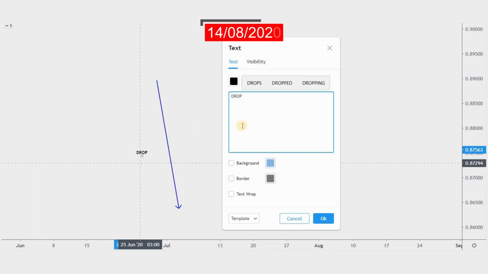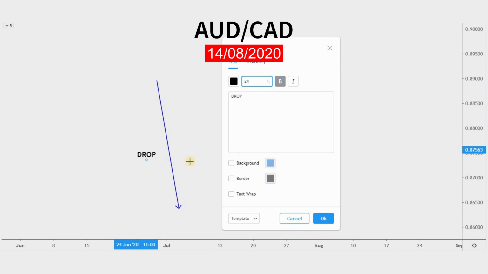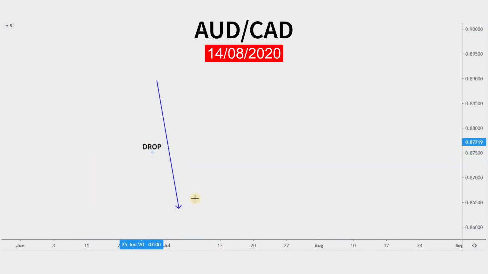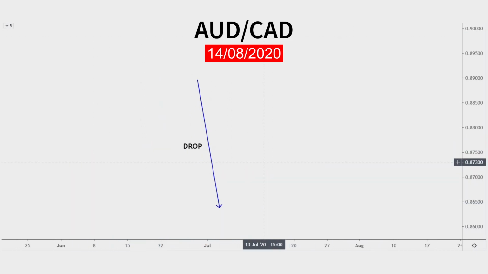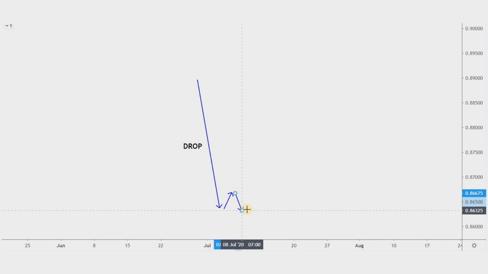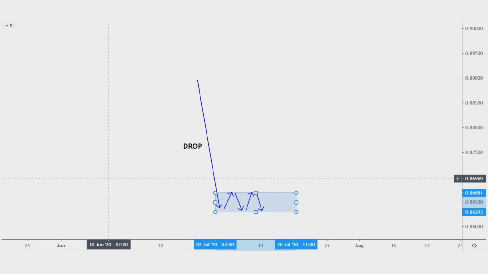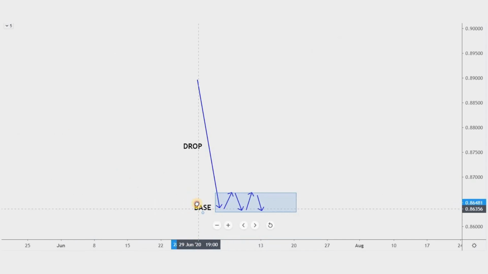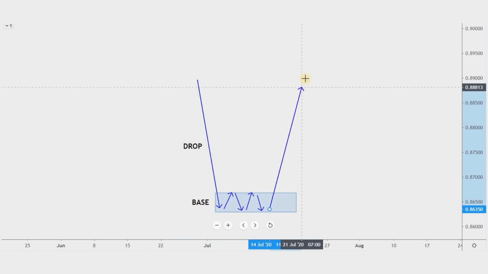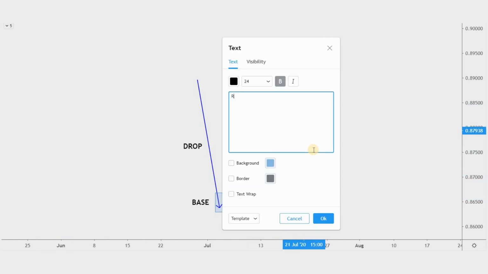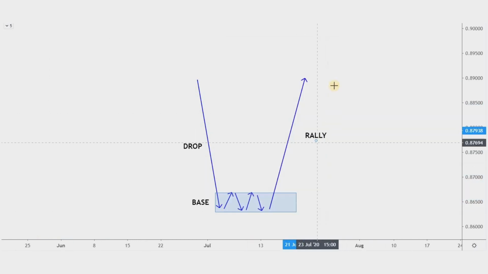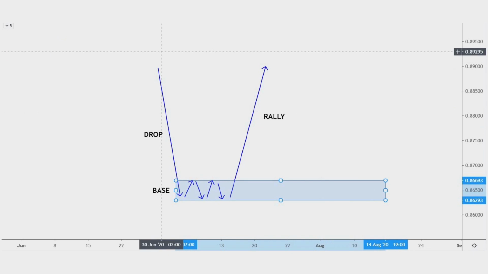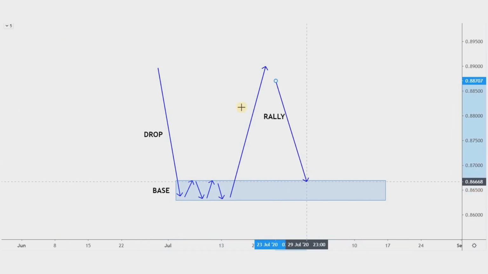The second setup was Australian dollar Canadian dollar. We have used supply and demand combined with AB equals CD pattern as in the previous example. First of all, we noticed a supply and demand chart pattern. In the drop, base, rally pattern, we are looking for a bearish move towards a demand zone, the drop, where we see a short consolidation, the base, before the price turns around and rallies strong.